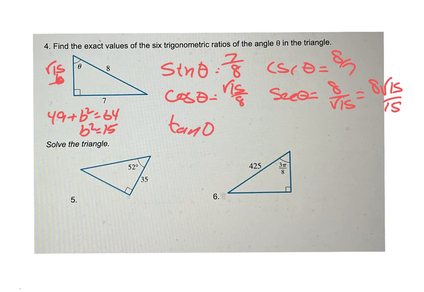Tangent, remember, tangent is really sine over cosine, or opposite over adjacent, whichever way you want to go. You're going to get 7 over the square root of 15. Fix that fraction like that.